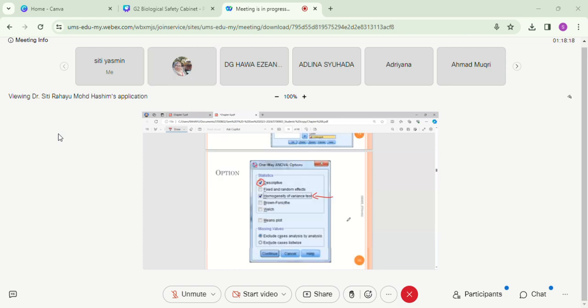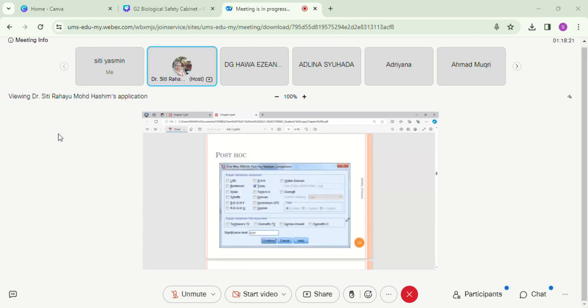Okay. And then for the button post hoc, there are a lot of options there. So this one is the option for the multiple comparison test if the variances are equal. If the variances are not equal, then you need to choose one of these four options. This is for the variance not assumed. Okay, so remember that. Not all of them can use Tukey, or Duncan or Bonferroni. So it depends on whether their variances are equal or not.